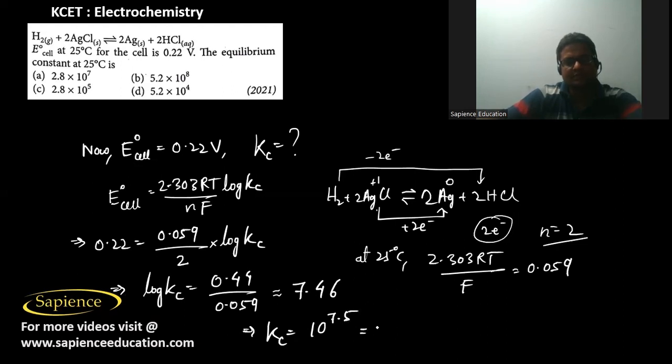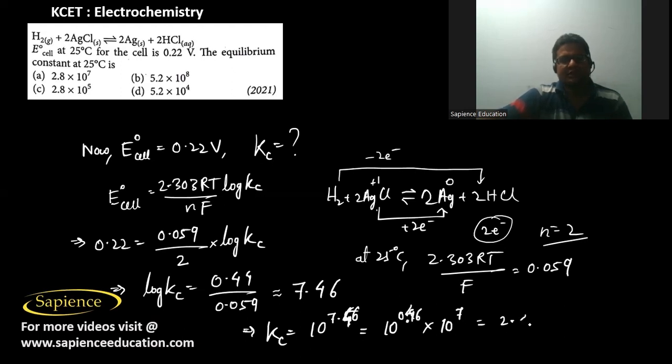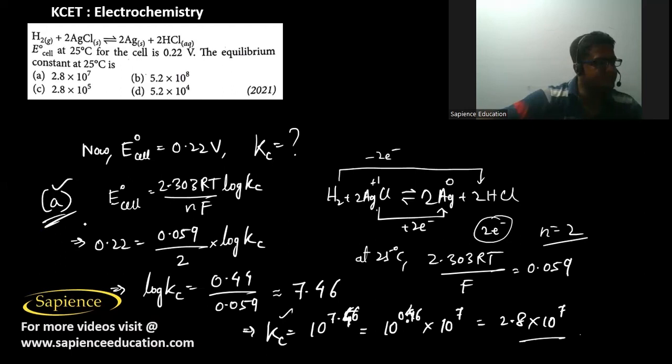Root over 10 is approximately 3 point something. So for 10 power 7.46, I can do 10 power 7 into 10 power 0.46, and 10 power 0.46 is approximately 2.8. So 2.8 into 10 power 7. It means that the value of the equilibrium constant is 2.8 into 10 power 7. So option A is the correct answer.